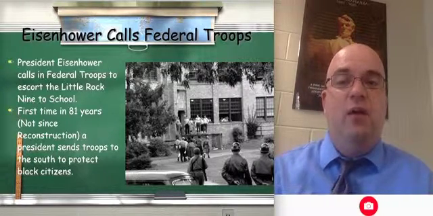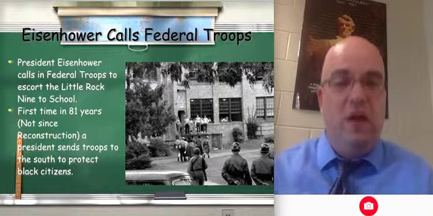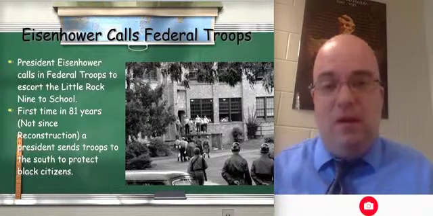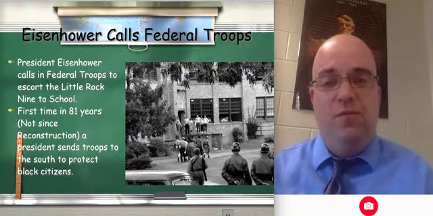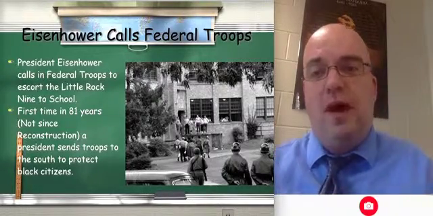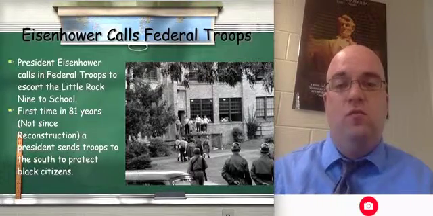And Eisenhower decides to actually step in. He calls out the 101st Airborne, the U.S. Army, and actually sends them down in jeeps and with rifles and bayonets to actually escort those Little Rock Nine into the high school so that they could attend school there.